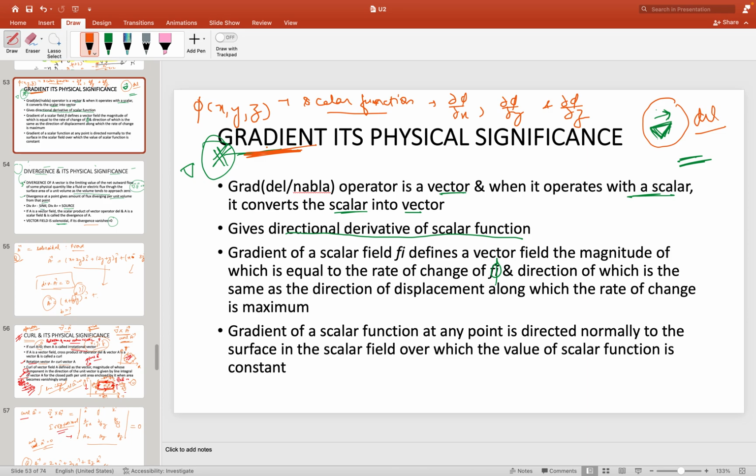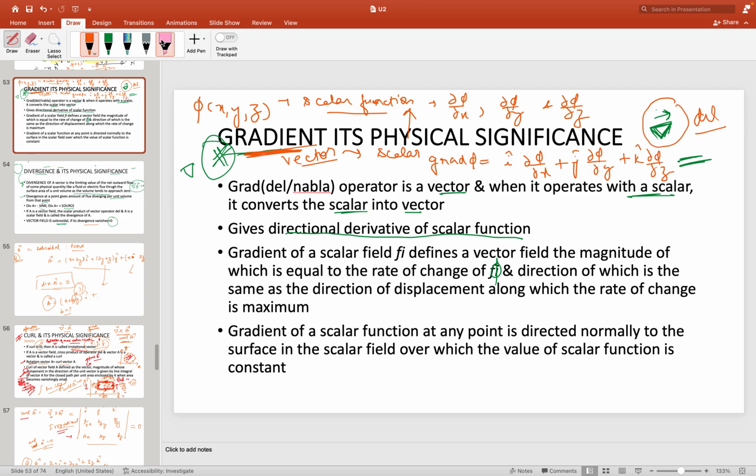The first thing you have to remember, gradient itself is a vector quantity. It acts on a scalar function. The scalar function we have defined here is a phi function, again, which is dependent on x, y, and z variables. So gradient of scalar function phi is given by grad phi is equal to i cap del phi by del x plus j cap del phi by del y plus k cap del phi by del z.